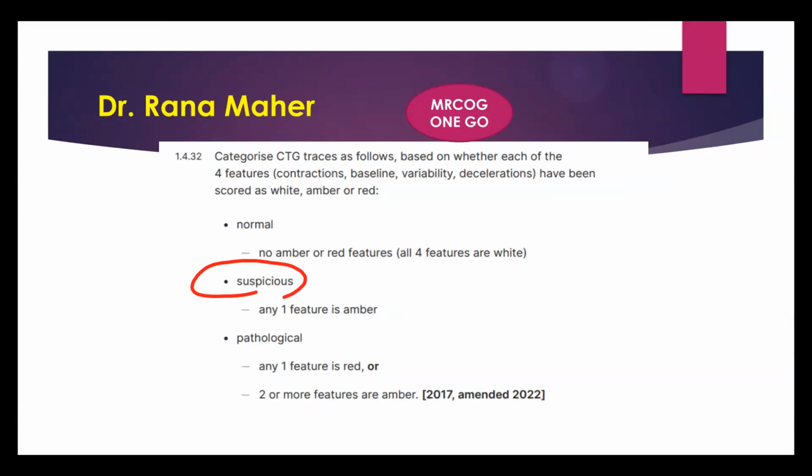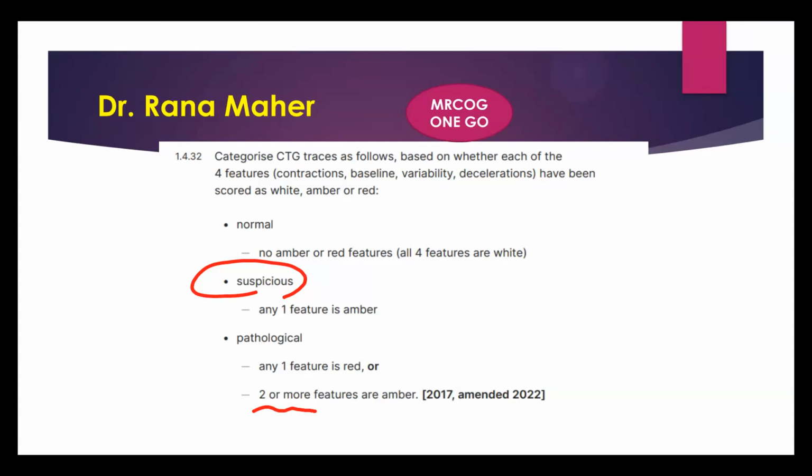So if it's 2 or more amber, so if you have 3 amber, it's pathological. No, 2 or more. So if you have 2 only, it's pathological, my dear. 2 or more. It's not more than 2. If it's more than 2, yes, it's 3 now. But it's clearly mentioned 2 or more. Take care. That's what I'm saying. So if it's 3, it's pathological.